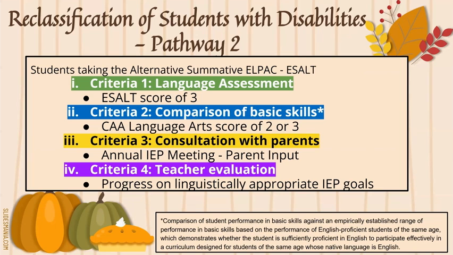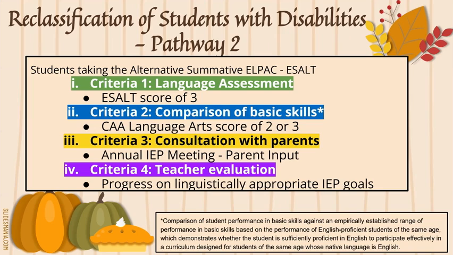So reclassification pathway number 2 begins with the first criterion, the language assessment. Here you'll see it reads ESOL score of 4. ESOL is the alternate LPAC, and the possible scores here are a 1, a 2, or a 3. And to meet this first step, a dually identified student would have to score a 3.